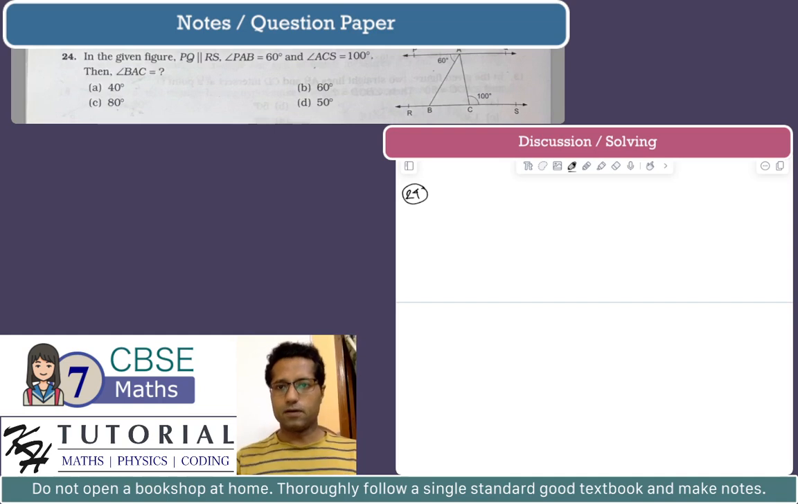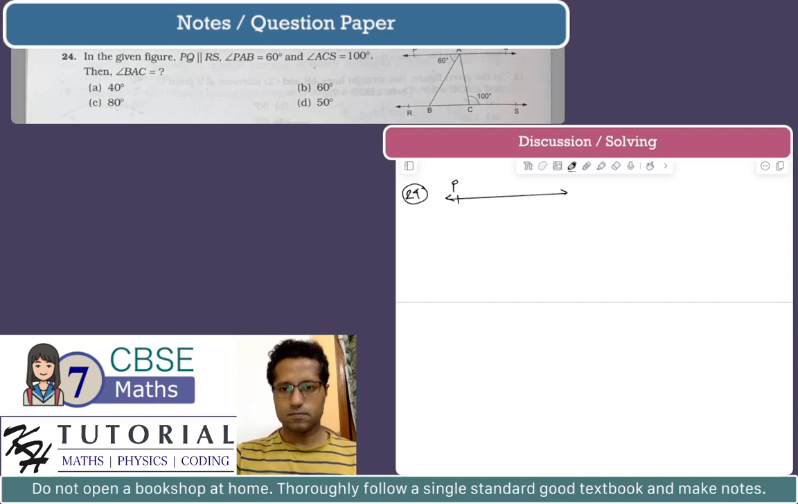So in the given figure, let's draw the figure first. We have the straight lines PQ and RS. Yes, PQ is parallel to RS.